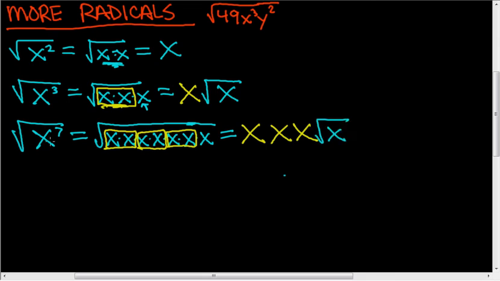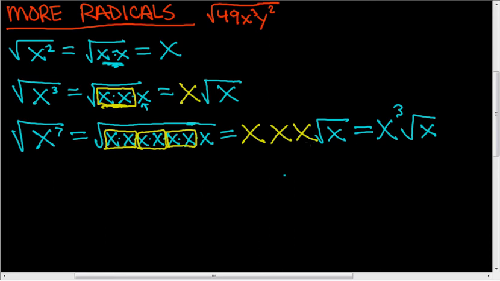So the square root of x to the power 7, well, these come out, is the same as x times x times x times the square root of x. And we can simplify this. X times x times x is x to the power of 3. And then we have the square root of x. All right, so we can pull out pairs of things, and they will come out of this square root symbol.